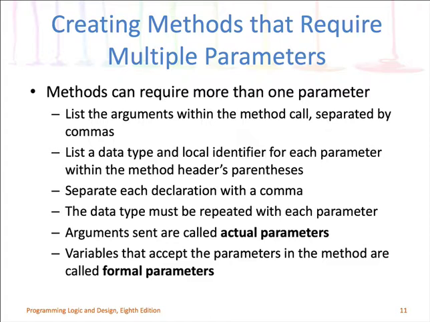The arguments that are sent in are sometimes called the actual parameters. In my opinion, it's better to call them arguments and parameters, but the values or variables that accept these actual parameters in the method are then called formal parameters. So it's just a slightly different way to talk about the information that you are passing in.